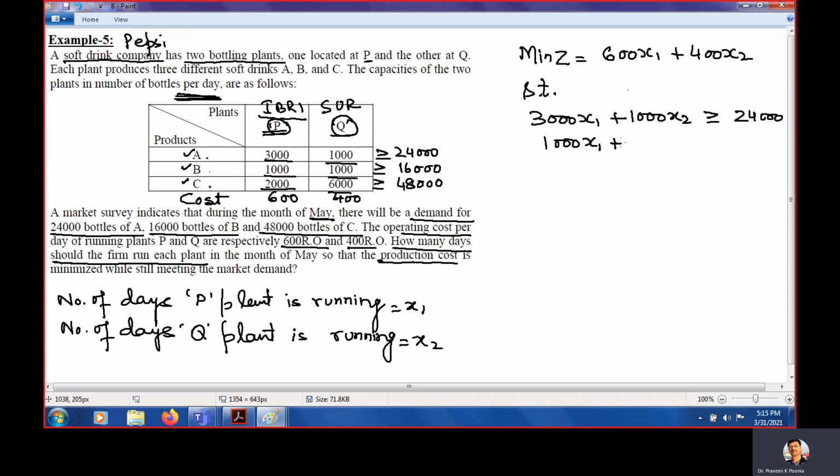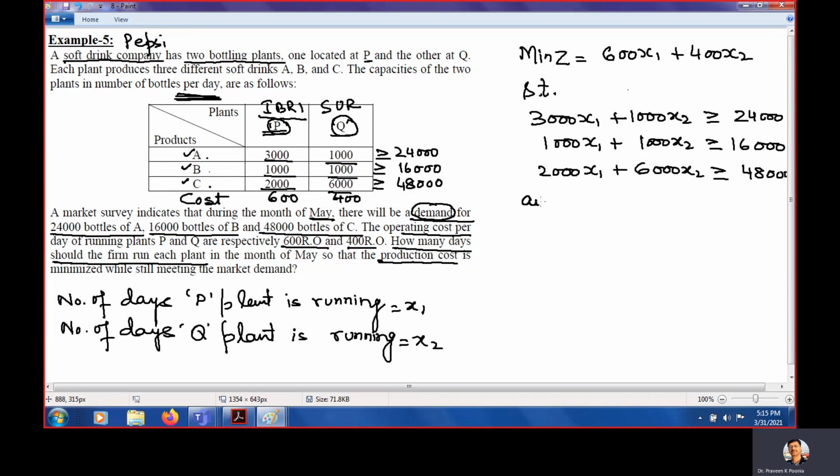1000 of x1 plus 1000 of x2 is greater than 16,000. And the last one is 2000 of x1 plus 6000 of x2, and it is greater than 48,000. Why are we using greater than here? Please listen carefully. It is the demand. And whenever there is a demand, it is the minimum. It may be more. So whenever it is minimum, we use the words greater than.